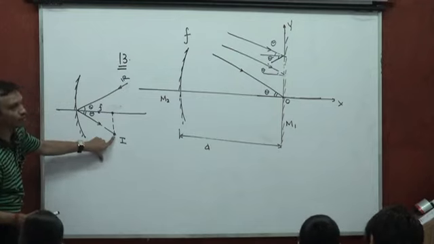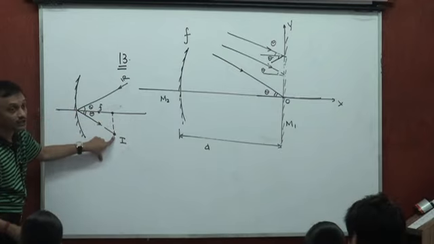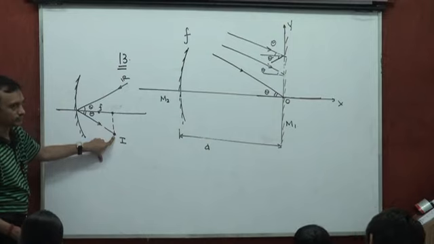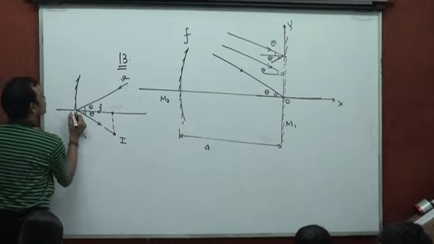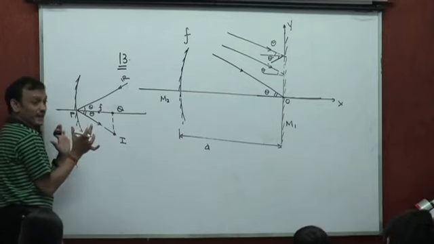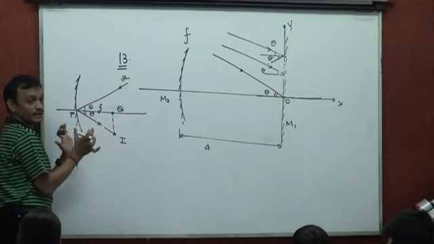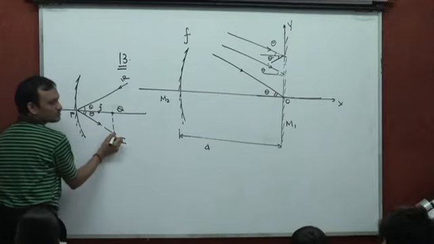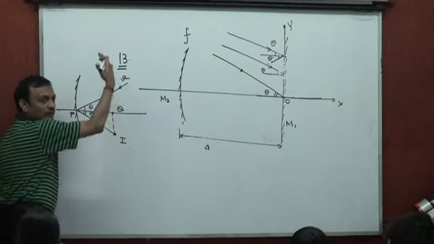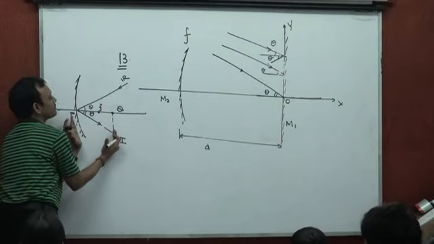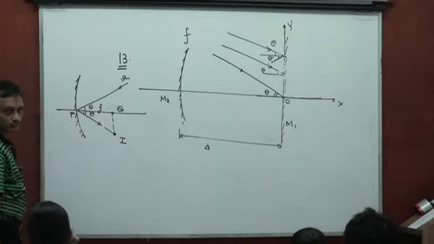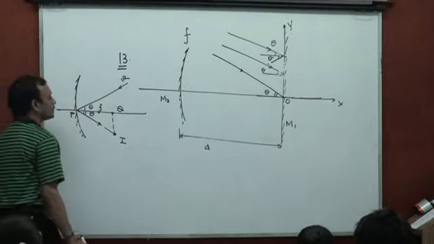So, the image of this parallel beam is formed at I in the focal plane of the mirror, such that this distance PQ would be F. It's not formed on the principal axis, it's formed away from the principal axis, but in the focal plane, at a distance from the mirror equal to the focal length. Clear?